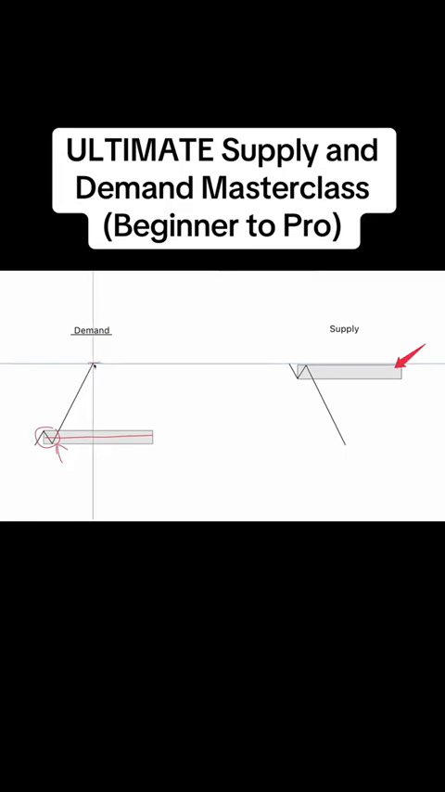If we then get up to this point, and we start to slow down, this is telling us that the price up here is no longer seen as a discount price to buy, and it's no longer seen as a good price to purchase this asset.